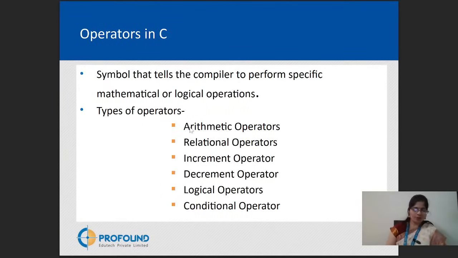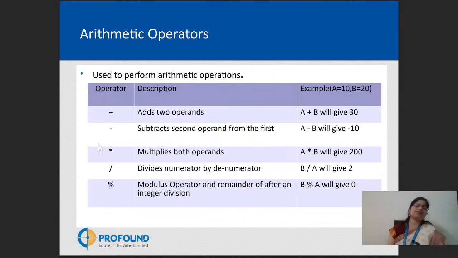Now there are different operators in the C programming language. An operator is a symbol that tells the compiler to perform a specific mathematical or logical operation. So there are different types of operator: arithmetic operators, relational operators, increment operator, decrement operator, logical operator and conditional operator. So what is an arithmetic operator? It performs a mathematical operation such as plus, minus, multiplication, division, percent, right?